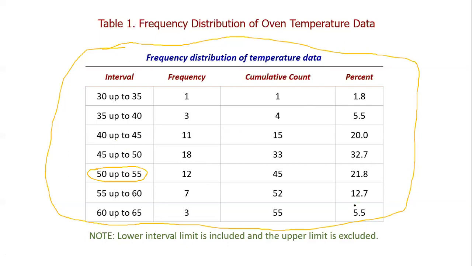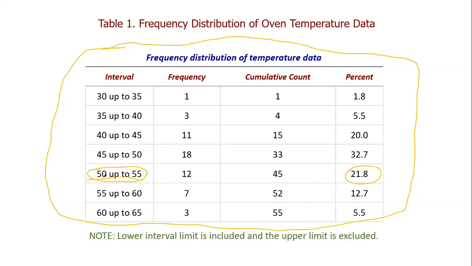Well, this is the only data that you have. And the data says that 21.8% of your temperatures are between 50 and 55. So by looking at this data, I can say that if you go and check the oven, the temperature will be between 50 and 55 with a probability of 21.8%.